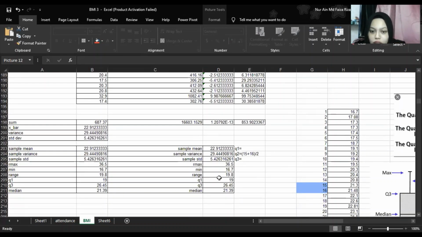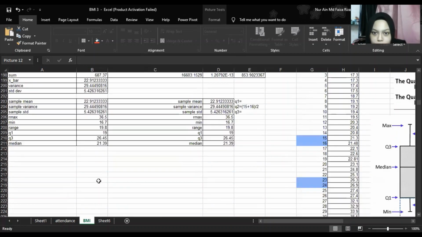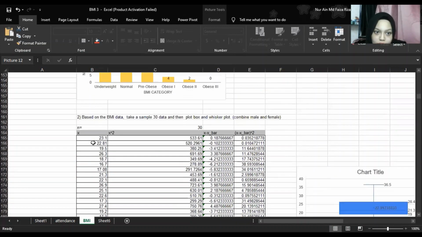And range is 19.8. We just subtract max and min. Q1 is 19, as you can see, I just take the average of these two numbers. Q3 is 26.5, and median is 21.39. If I compare these two calculations, the first one by formula and the second one by manual calculation, the values are the same, which means I got this right. And that's the second one.